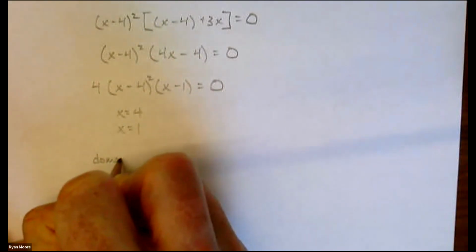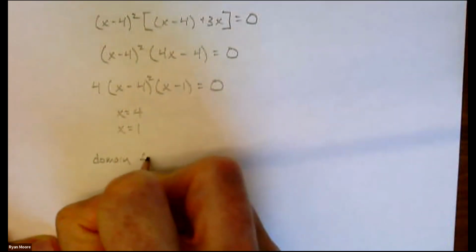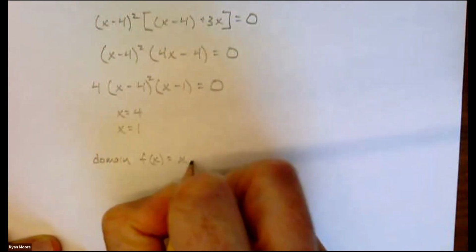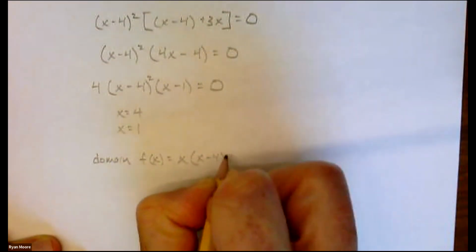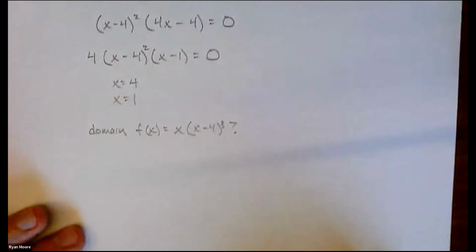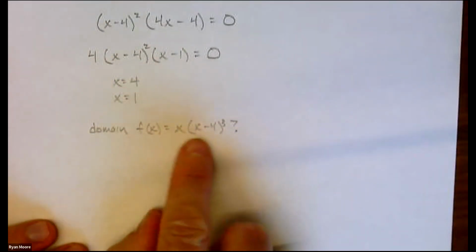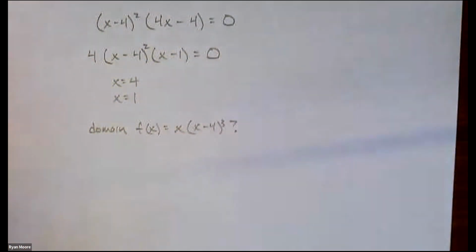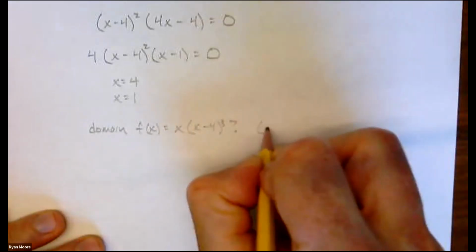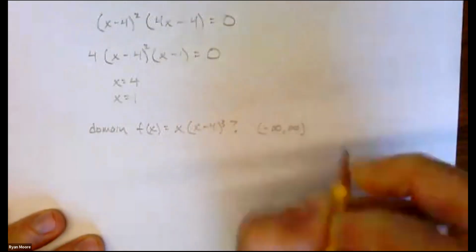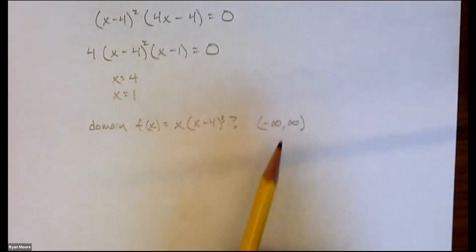We're going to mark these on the domain line. You don't necessarily have to write this, but you're just thinking about it. What's the domain of our function? In this case, it's essentially a polynomial, just in its factored form. It's negative infinity to infinity. Most of the time, that's going to be the case. Sometimes it won't be, so be on your toes.